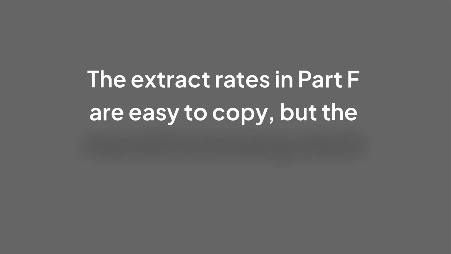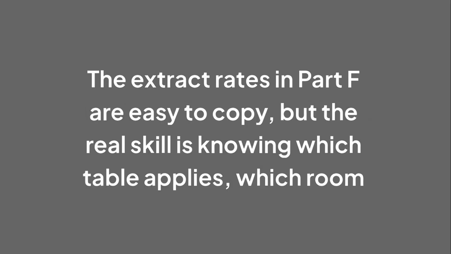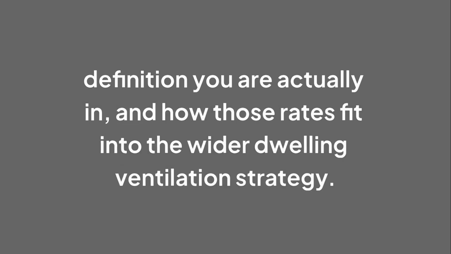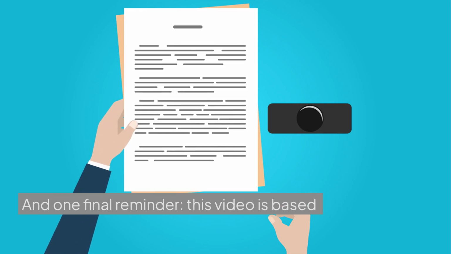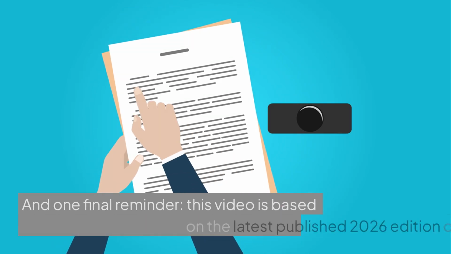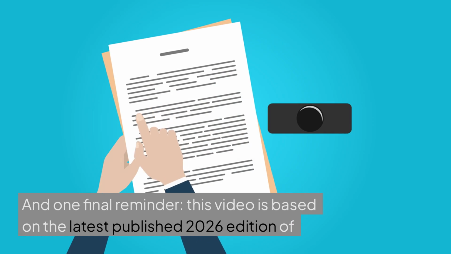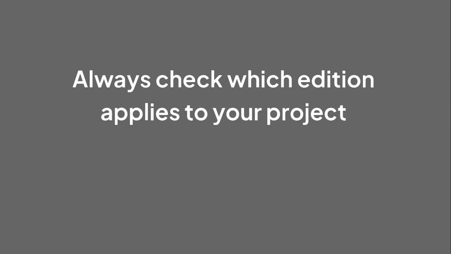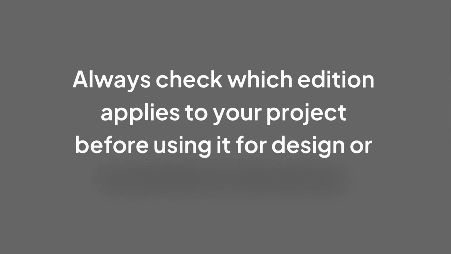So if you remember this video in one sentence, remember it like this. The extract rates in Part F are easy to copy, but the real skill is knowing which table applies, which room definition you are actually in, and how those rates fit into the wider dwelling ventilation strategy. And one final reminder, this video is based on the latest published 2026 edition of Approved Document F Volume 1. Always check which edition applies to your project before using it for design or compliance decisions.